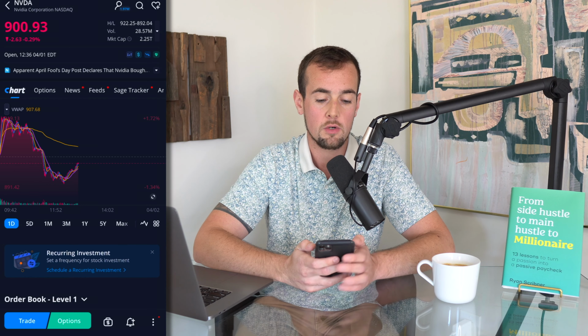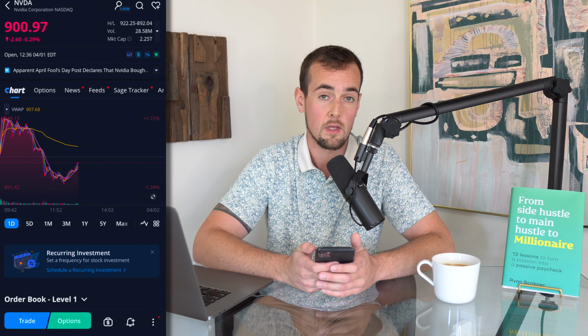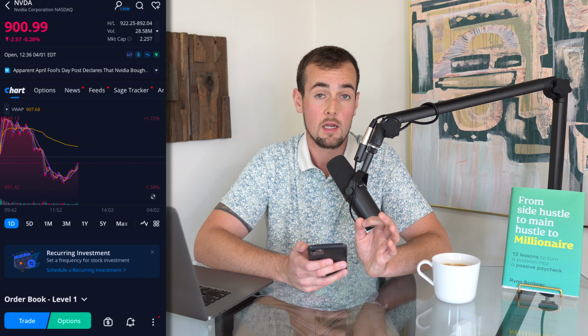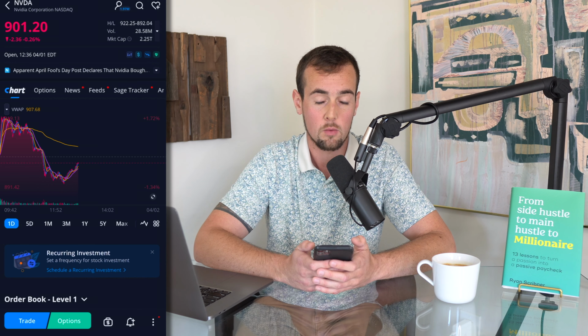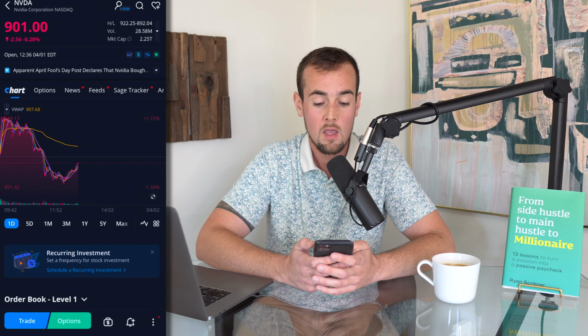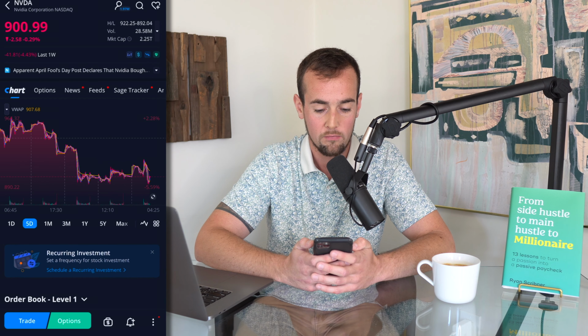But the first thing I want to do here is just show you some of the research tools available in the Webull app. And it's more useful when you're looking at an individual stock than looking at an ETF like we did earlier with the paper trading. So down here, we can look at the price chart for NVIDIA.